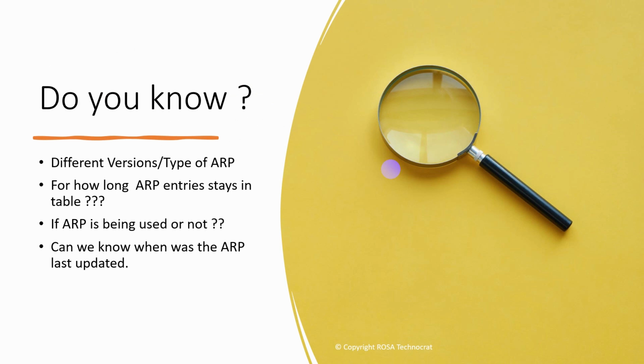Before starting, you will come to know all of this from this video. Do you know there are different versions or types of ARP? Do you know for how long ARP entries stay in an ARP table? We will also know if ARP is being used or not. Is it simply lying in the table or is it really being used? Do you know, can we know when the ARP entry was last updated in the ARP table? So if you don't know, continue watching my video and you will come to know the answers to all of these.